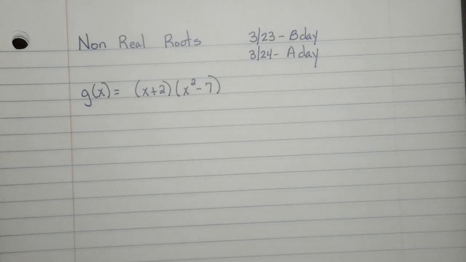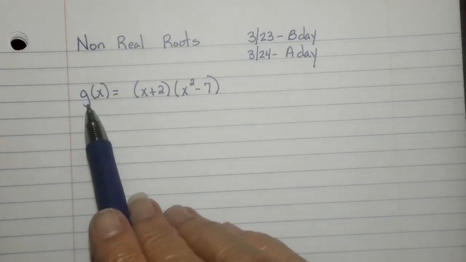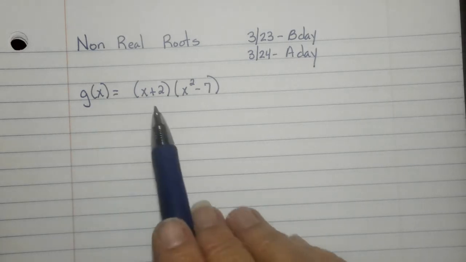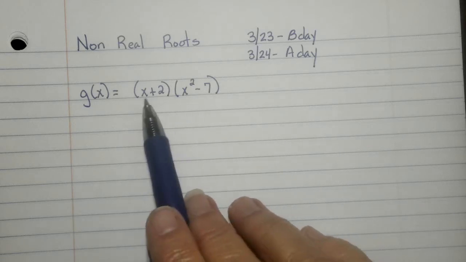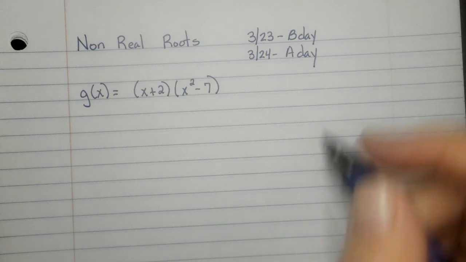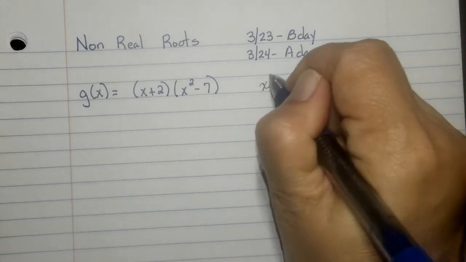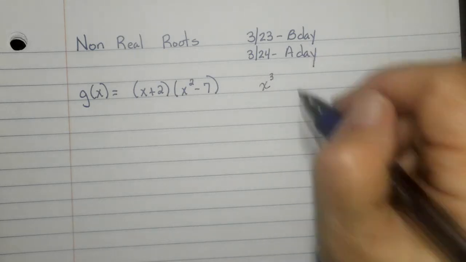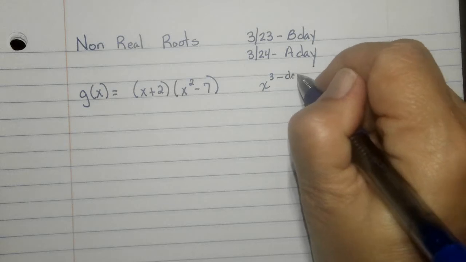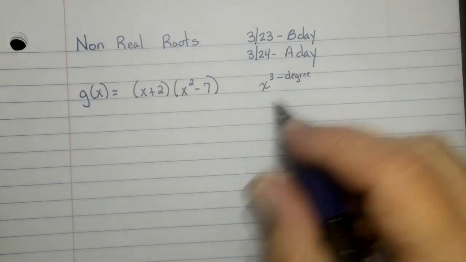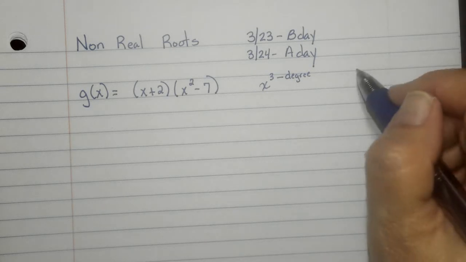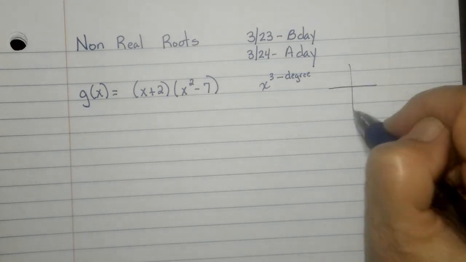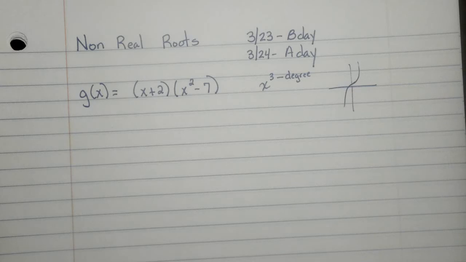Alright, so today we're going to look at non-real roots. We're going to start with this polynomial g of x. Notice it's in factored form, but if we were to multiply it out, this would be a third degree polynomial. There's my degree, remember that? And the leading coefficient is positive, so we already have an idea that it's going to look something like that.